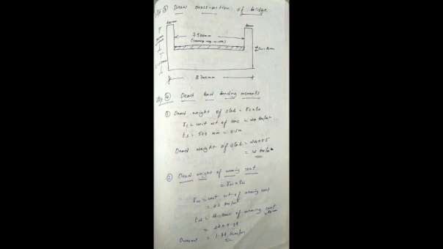Okay, next you can see the dead weight of wearing coat. There is one wearing coat also coming onto this deck slab, which has been given as 80 mm. Thickness of wearing coat has been given. So this is also a dead load. That is given by gamma w into tw. Gamma w is unit weight of wearing coat, which has been given as 22 kilonewton per meter cube, and the thickness of wearing coat is 80 mm, that is 22 into 0.08. Anyway, the dead load of the wearing coat is 1.76 kilonewton per meter.